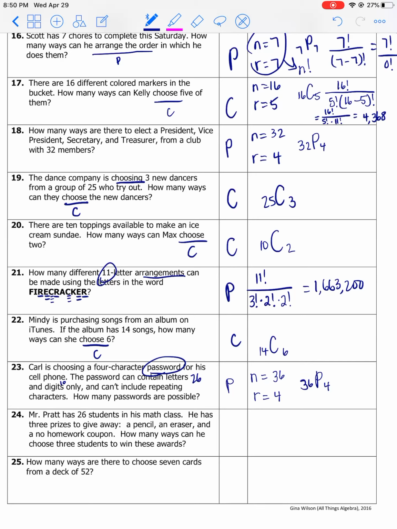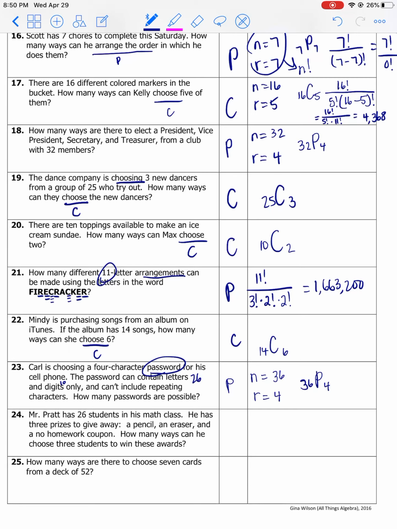All right. Number 24, Mr. Pratt has 26 students in his class. He has 3 prizes to give away, a pencil, an eraser, and a no homework coupon. How many ways can he choose 3 students to win these awards? So this is another one that you really need to pay attention to, because if the prizes weren't specified, if it just said he had 3 prizes to give away, then it wouldn't really matter to you. Like if the prizes were all the same, or some vague thing that you didn't know what it was, then it wouldn't matter to you which one you won.